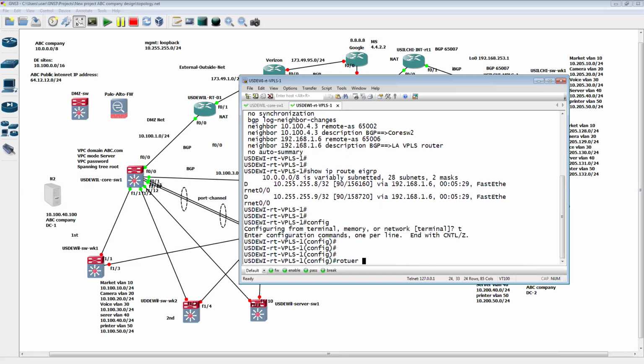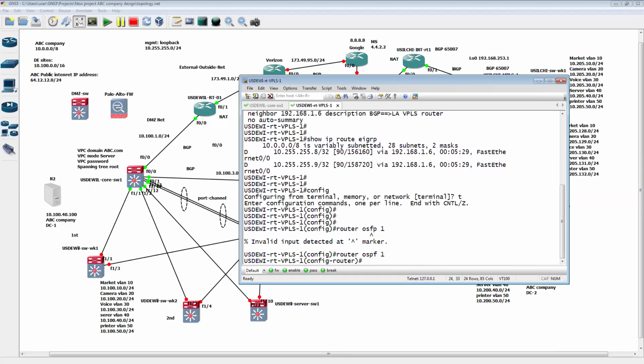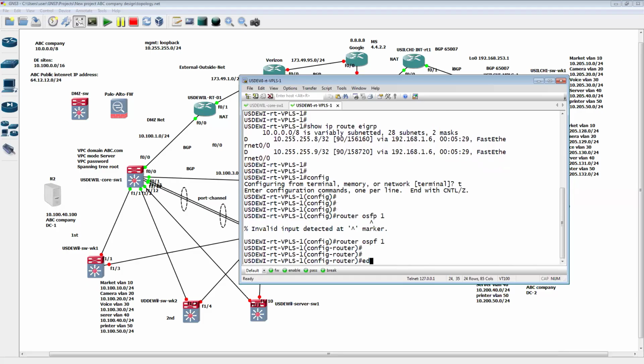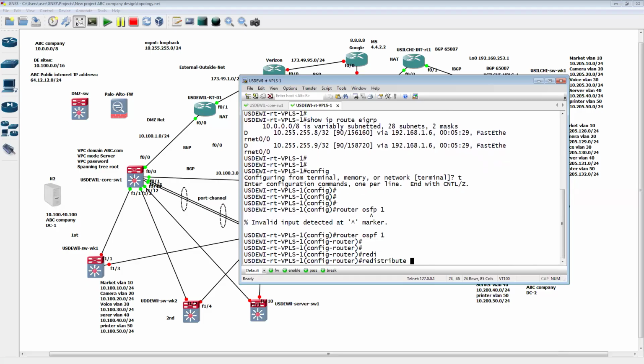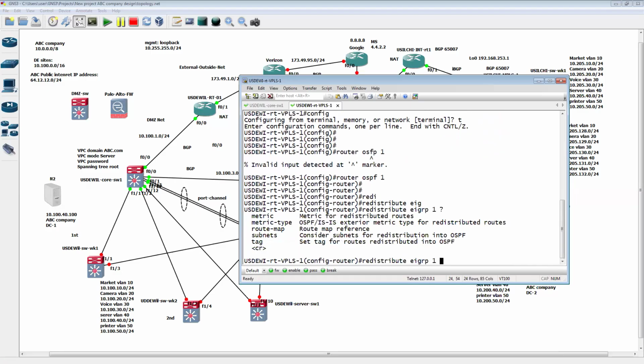So we're going to say router OSPF 1. We should not forget the OSPF. Now we should use the same command again, redistribute EIGRP, and then the AS number, which should be number 1. Now we press the question mark.